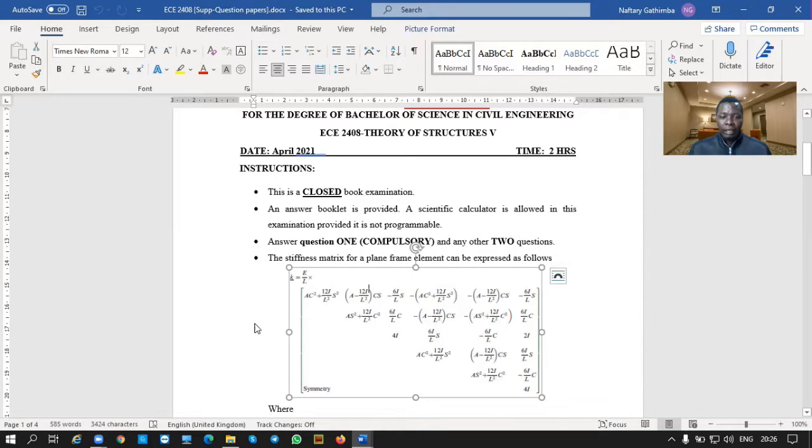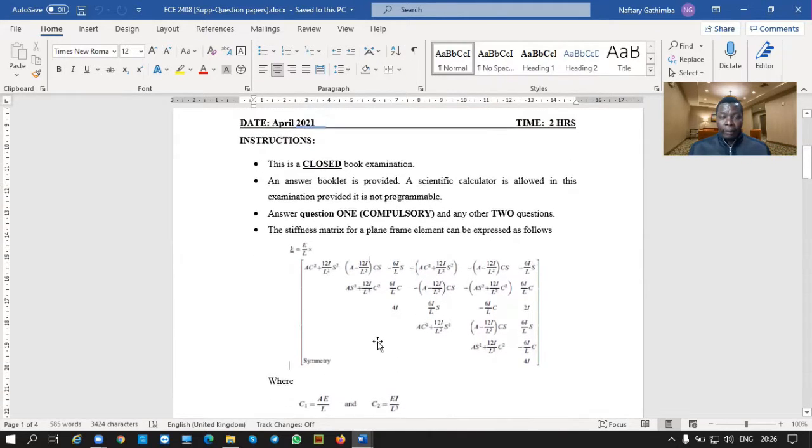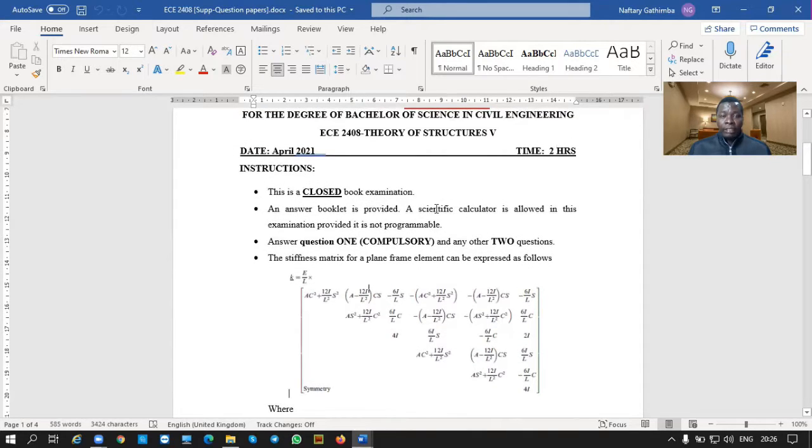Like in this case, the stiffness matrix for a plane frame can be expressed. The word is 'can be'. Of course, you can express it in some other form, so as given here. An answer booklet is provided. A scientific and programmable calculator is allowed. So this is what I wanted you to see.